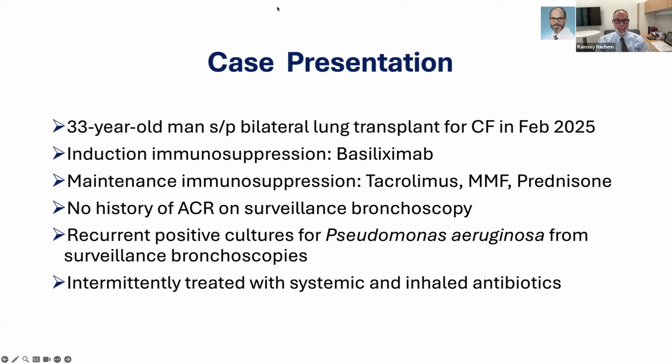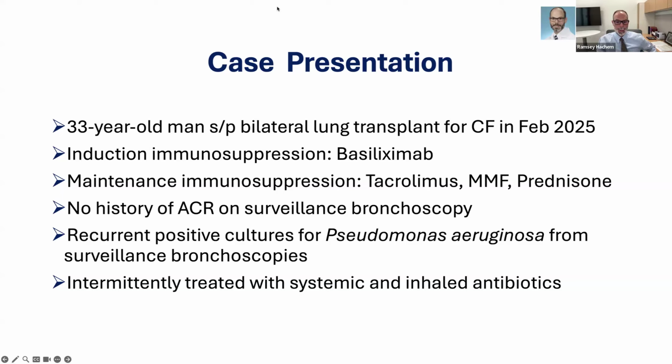This is a real case that happened at our center. The patient is a 33-year-old man who had cystic fibrosis and had a bilateral lung transplant in February of 2025. His induction immunosuppression was basiliximab, and he was treated with tacrolimus, mycophenolate, and prednisone for his maintenance immunosuppression.